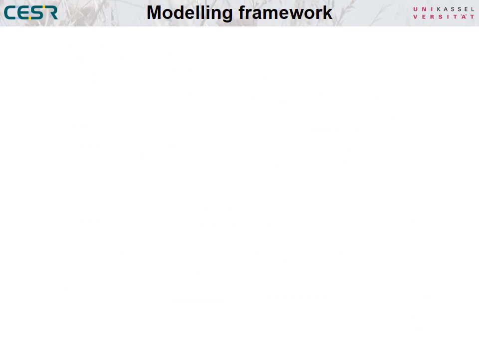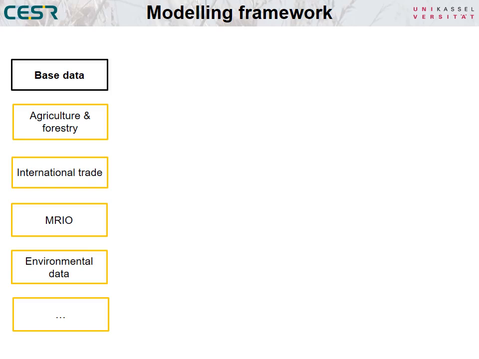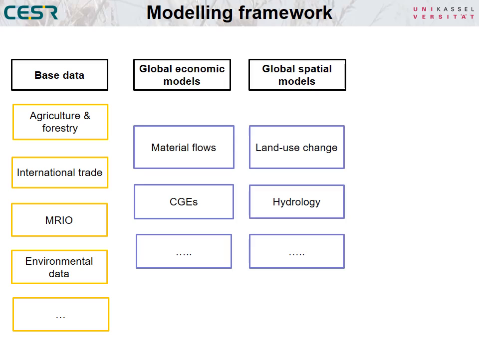The next slide gives an overview of our modeling framework. It's a classic 3-tier approach. Tier 1 is a data tier. Here we have different databases collecting statistical data about agriculture and forestry, international trade, more elaborated data, for example, multi-region input-output tables, and very different sorts of environmental data, ranging from climate data to soil data to land cover data. Then we have Tier 2 that integrates different global simulation models.